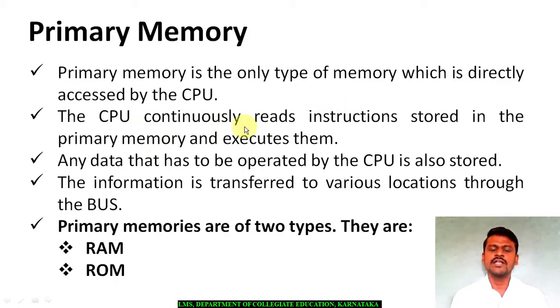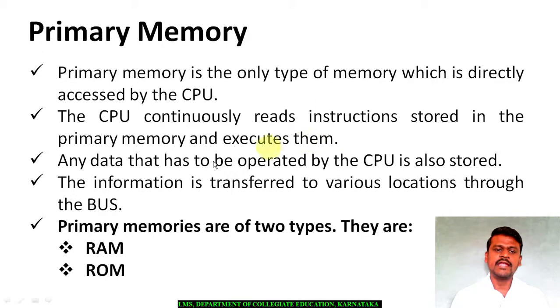Next, the CPU continuously reads the instructions stored in the primary memory and executes them. As we have seen in the previous session, in the block diagram of the computer, the instructions or any program stored in memory will be fetched by the control unit of the CPU and executed within the CPU. Same point: the CPU continuously reads the instructions stored in the primary memory and executes them, right?